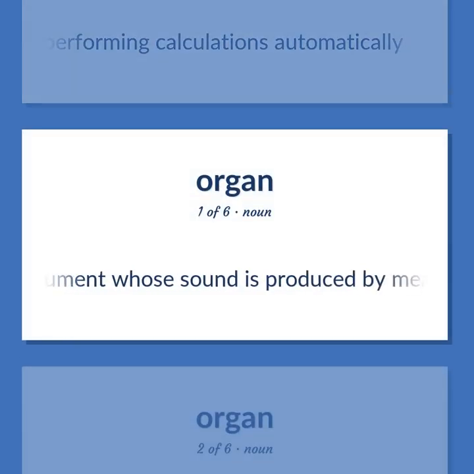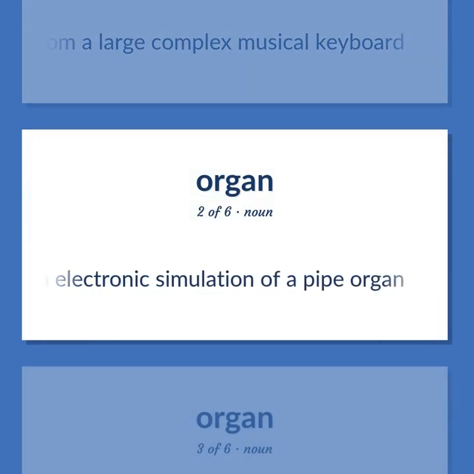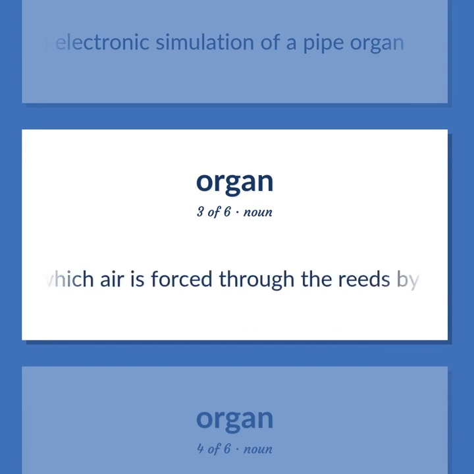Wind instrument whose sound is produced by means of pipes arranged in sets supplied with air from a bellows and controlled from a large complex musical keyboard. Music, an electronic simulation of a pipe organ. A free-reeded instrument with a piano keyboard in which air is forced through the reeds by bellows.